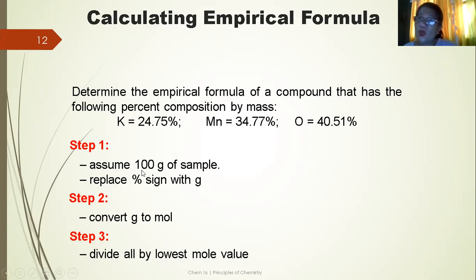The step 1 is, of course, we will make a base. If we are going to sum this percentage there, this will be 100%. So let us assume that we have 100 grams of a sample. That's our basis. So you can already equate the percentage sign into grams. The second one is you have already grams, so convert that into mole using the molecular weight. And finally, you divide it with the lowest value, and that will now serve as your number of atoms of each of the elements. Let us keep the ball rolling by applying this.